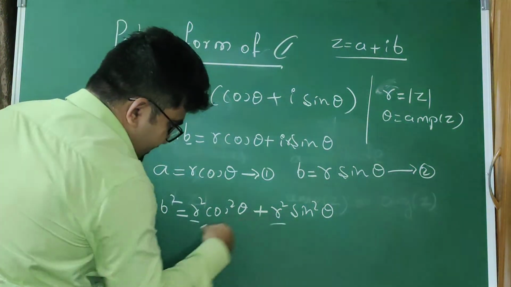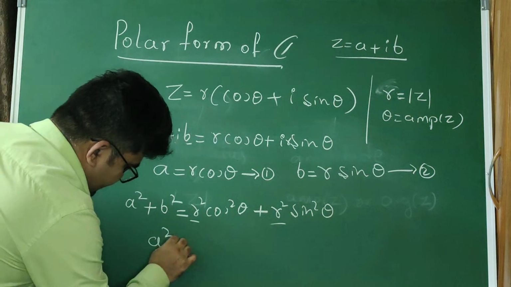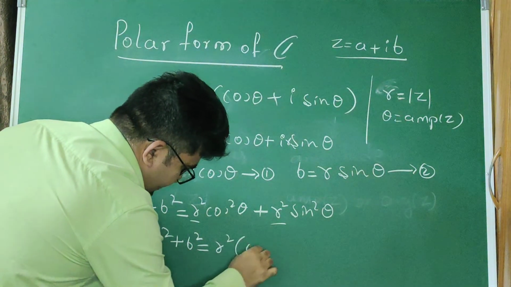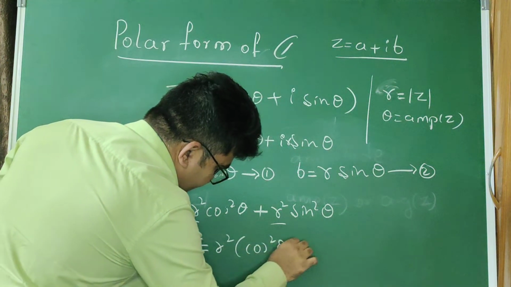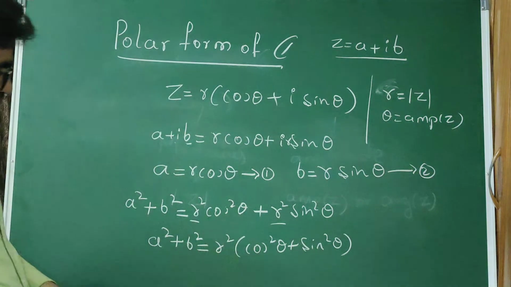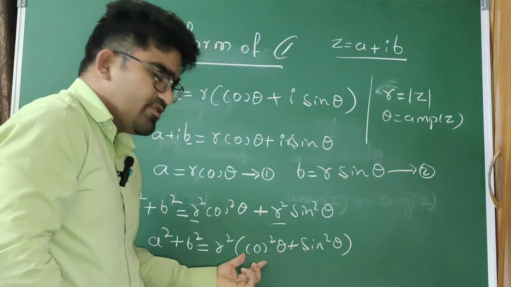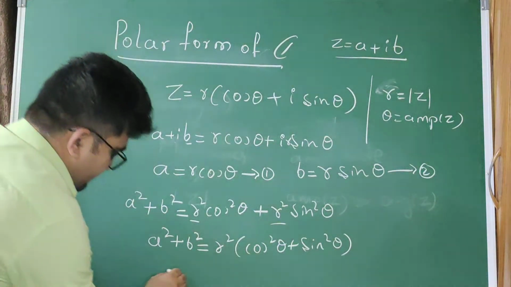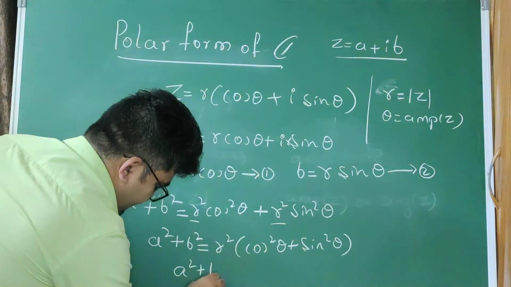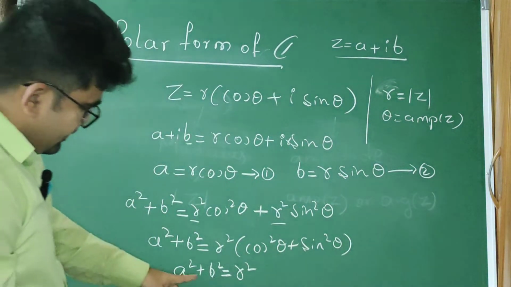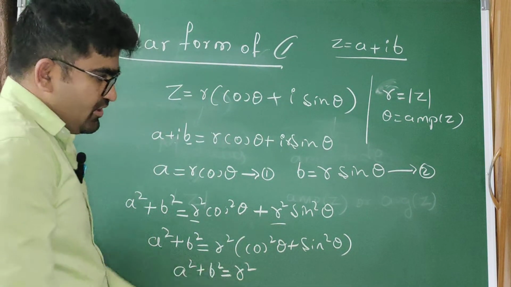Here r square is common, isn't it? Now this will become a square plus b square, which is equal to r square into cos square theta plus sin square theta. Now what is sin square theta plus cos square theta? It is nothing but 1. So a square plus b square is equal to r square.